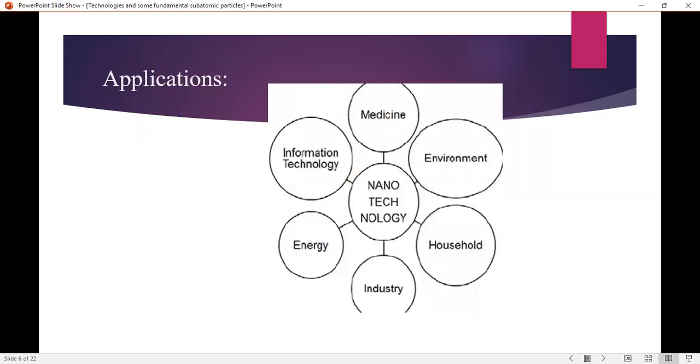Nanotechnology is used in almost all fields: medicine, environment, household, industry, energy, information technology. Almost in every field, nanotechnology is used. I will discuss nanotechnology's application in some fields.